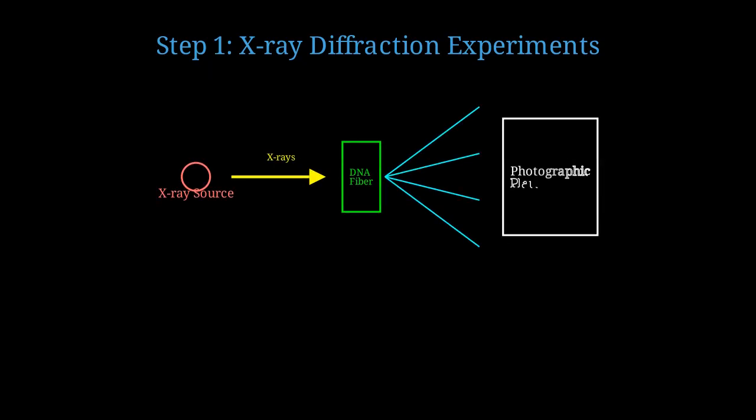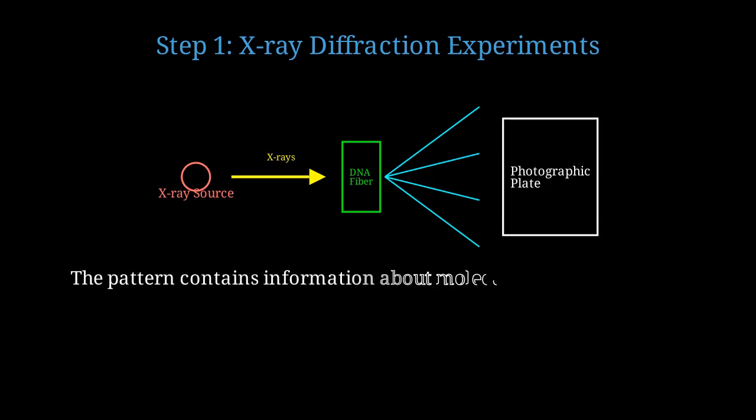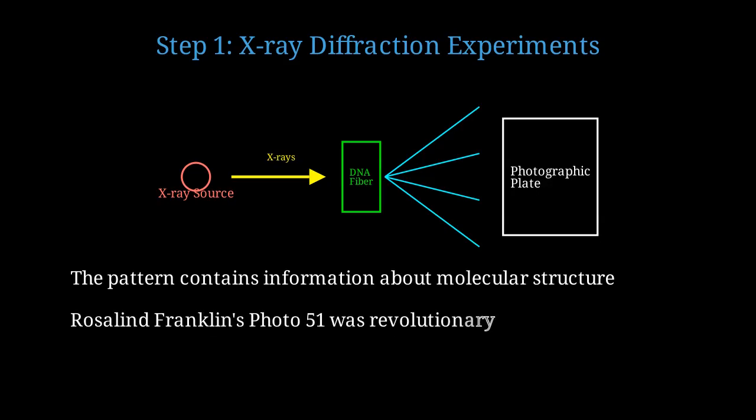X-rays are directed at a purified DNA sample. When X-rays interact with the electrons in atoms, they scatter in specific directions. This scattered radiation produces a diffraction pattern on a photographic plate. The diffraction pattern is not a direct image of the molecule. Instead, it is a complex interference pattern that contains encoded information about the positions of atoms in the DNA molecule. The most famous X-ray diffraction image of DNA is Photo 51, taken by Rosalind Franklin and Raymond Gosling in 1952. This photograph provided crucial clues about DNA structure.